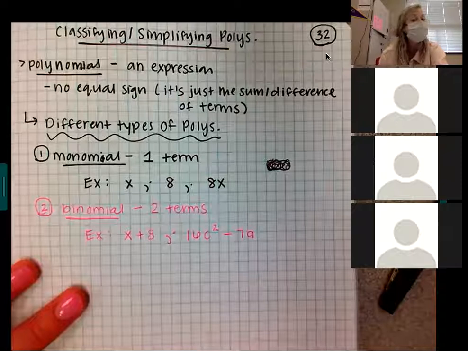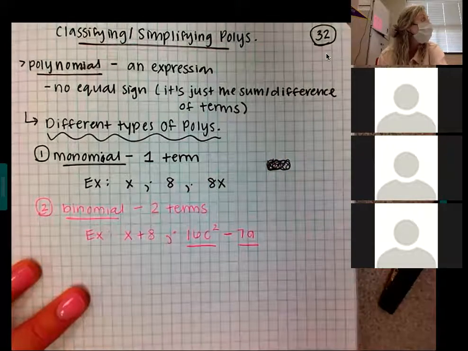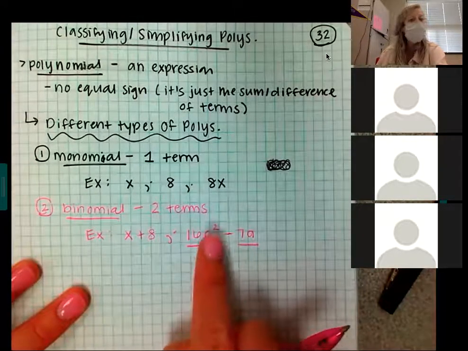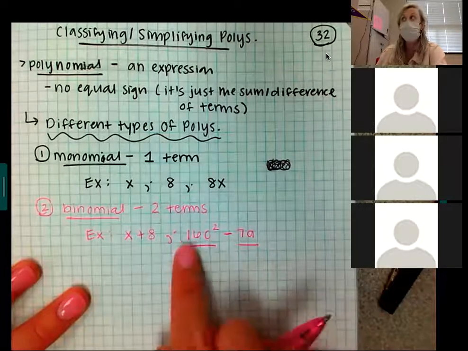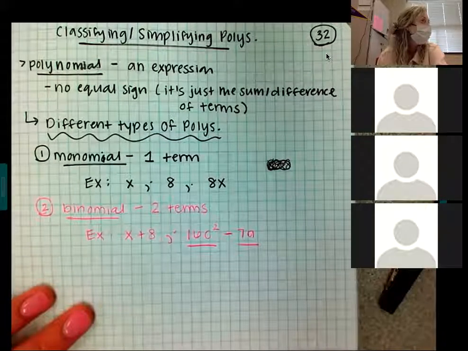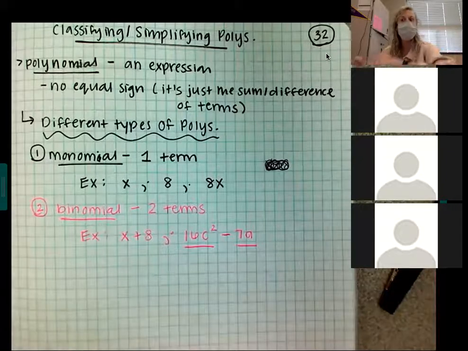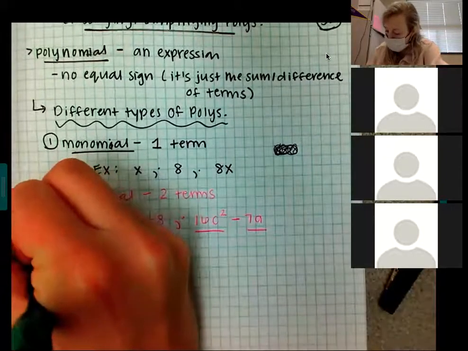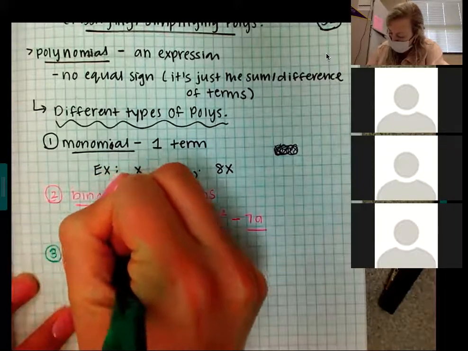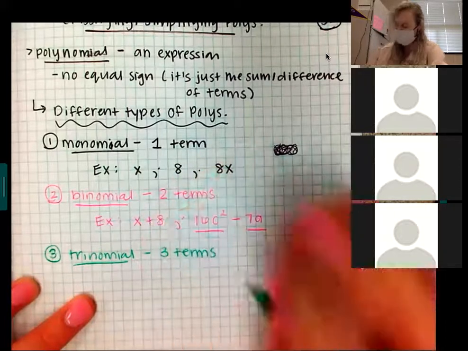16c squared minus 7a. Do y'all agree that is 2 terms? So remember, terms are separated by your operators. So you're just counting how many things are being added or subtracted. It's just 2 here, so that makes it a binomial. Does that make sense? Okay, what do you think we call it when it has 3 terms? There we go, a trinomial. Trinomial just has 3 terms.